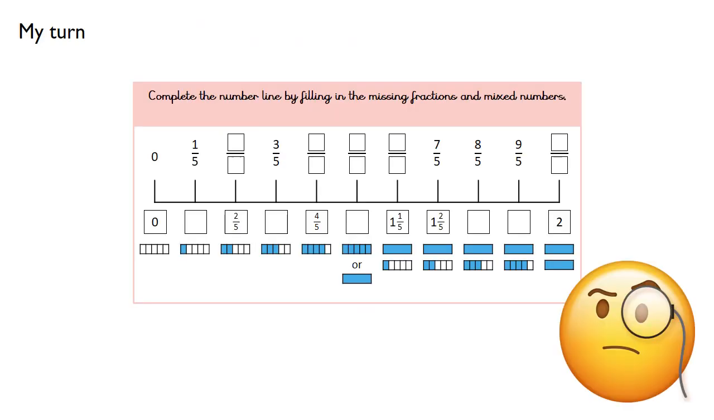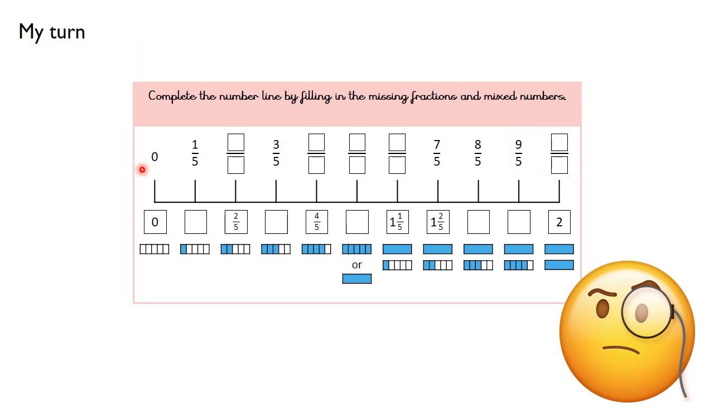Okay, let's have a look at this number line, which is presented slightly differently. So it says complete the number line by filling in the missing fractions and mixed numbers. Now, when it says mixed numbers, it means when there is a whole and a fraction. So up here, you have your fractions. And as you can see, we have some improper fractions up here, where the numerator is bigger than the denominator.